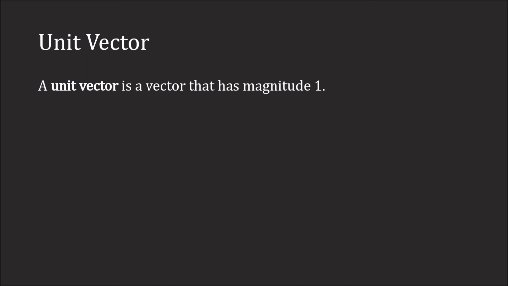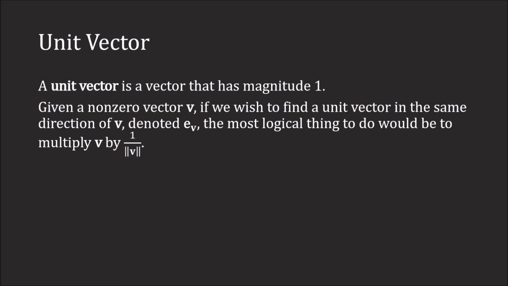So sometimes we're more interested in the direction of a vector. So we define the unit vector as a vector that has a magnitude of 1. Given any non-zero vector v, if we wish to find a unit vector in the same direction of v, which is denoted e sub v, the most logical thing to do would be to multiply v by 1 over its magnitude. Let's check this.